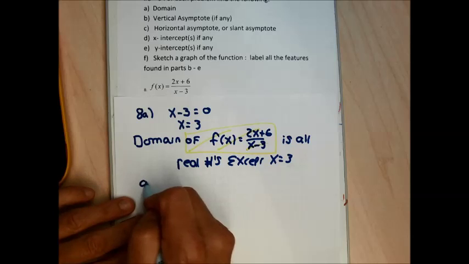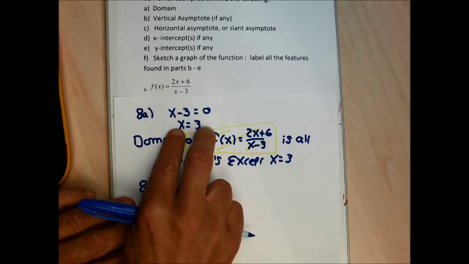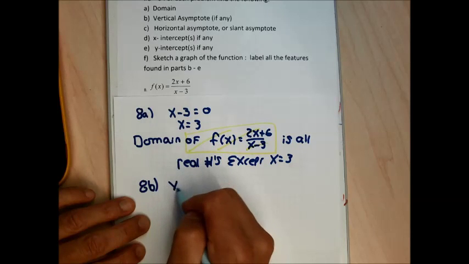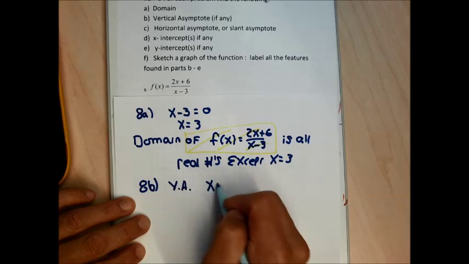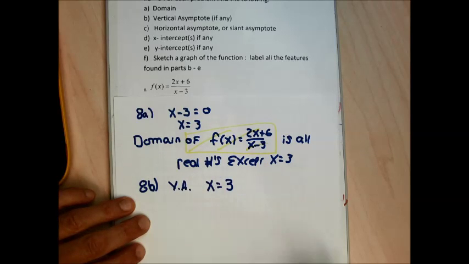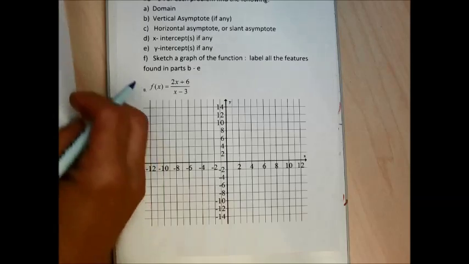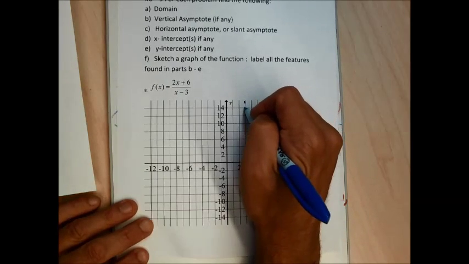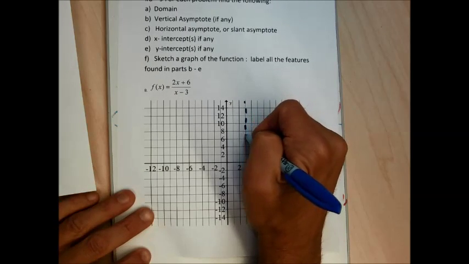If you don't want to get as wordy as I did, that's completely fine. Part B wants me to find the vertical asymptote. The algebra to find the domain gives me the equation of the vertical asymptote. The vertical asymptote is going to be at x equal to 3. I'm going to graph that on my graph. So I'm going to draw a vertical line that goes through 3 on the x-axis.